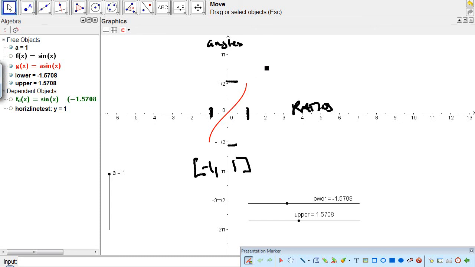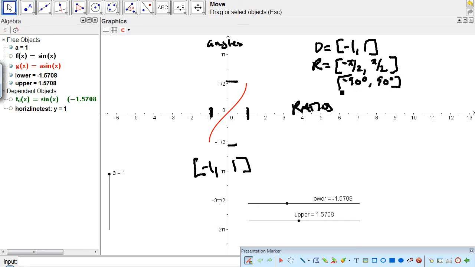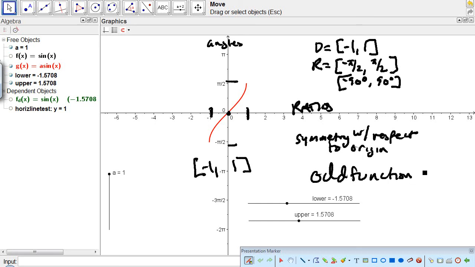Looking at this graph, besides the fact that we've already established that the domain is from -1 to 1, and the range goes from -π/2 to π/2, which I think you should also keep in mind is the same as -90 degrees to 90 degrees. You'll notice that there is symmetry with respect to the origin, which means this is an odd function. The other thing you should also pay close attention to is that since the sine function did not have any asymptotes, we would also say there are no asymptotes for this particular graph.